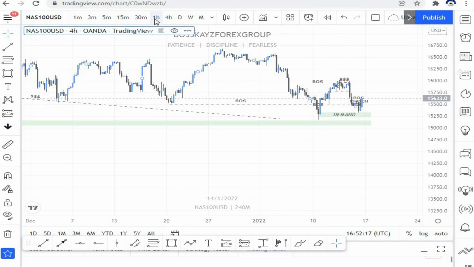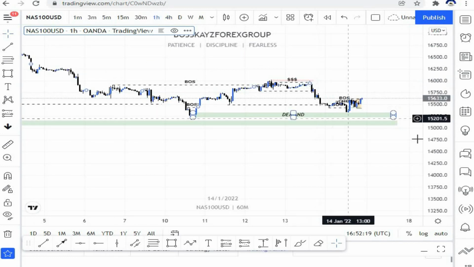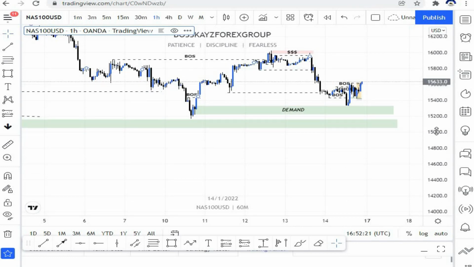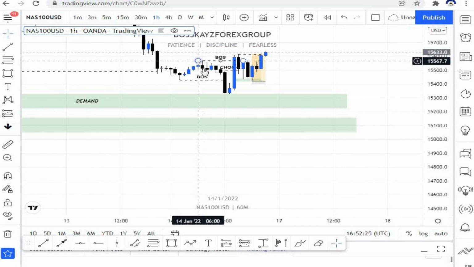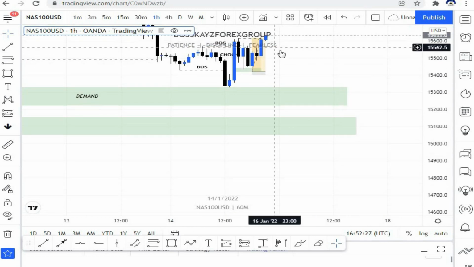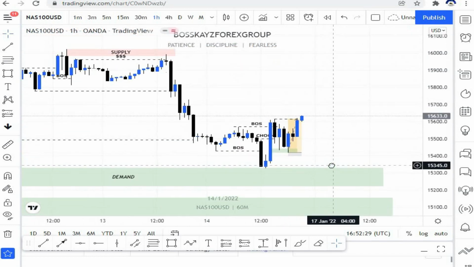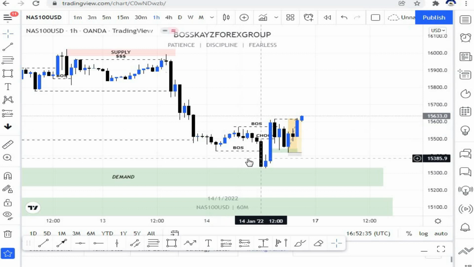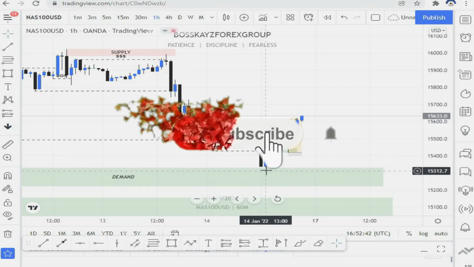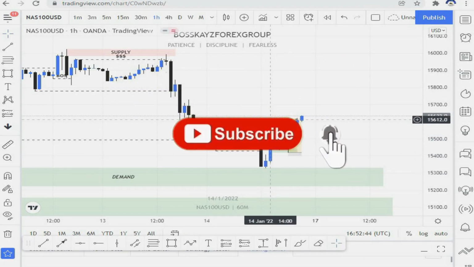And then if you go to your H1, you will find out that we had the last lower high, which was around this zone. As you can see, guys, let me zoom in so that you see clearly. So as you can see, here was the last lower low, and then the price came back down, breaking the structure, creating a new lower low, going to the demand zone, and then the price shifted the market going up.